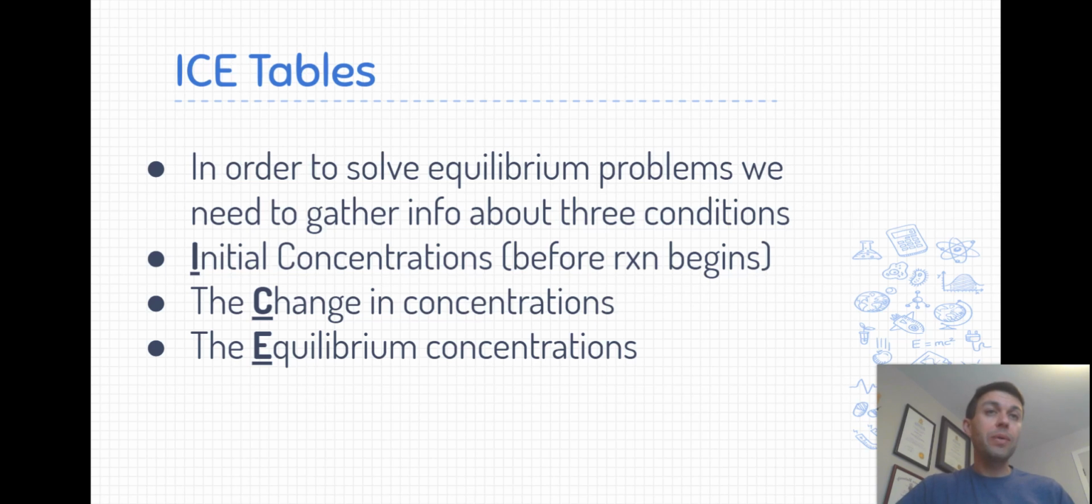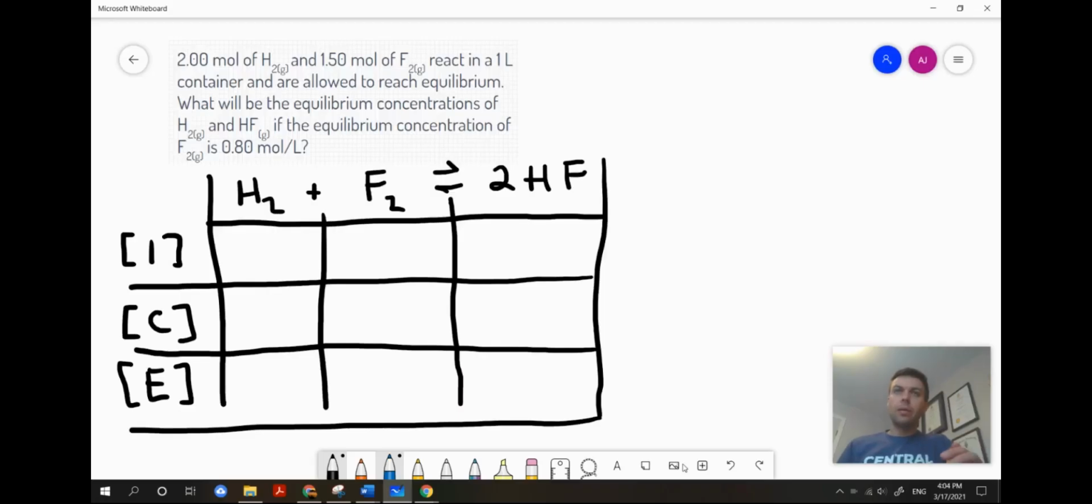So let's flip over to the whiteboard and look at how we build an ICE table given the example that we just looked at. Here's the problem written again, and now I've created an ICE chart. The way we set up an ICE chart is along the top row, we have our balanced chemical equation. On the first column, I've labeled the concentrations, initial, change, and equilibrium, remembering that we're going to be using these square brackets here to represent concentration.